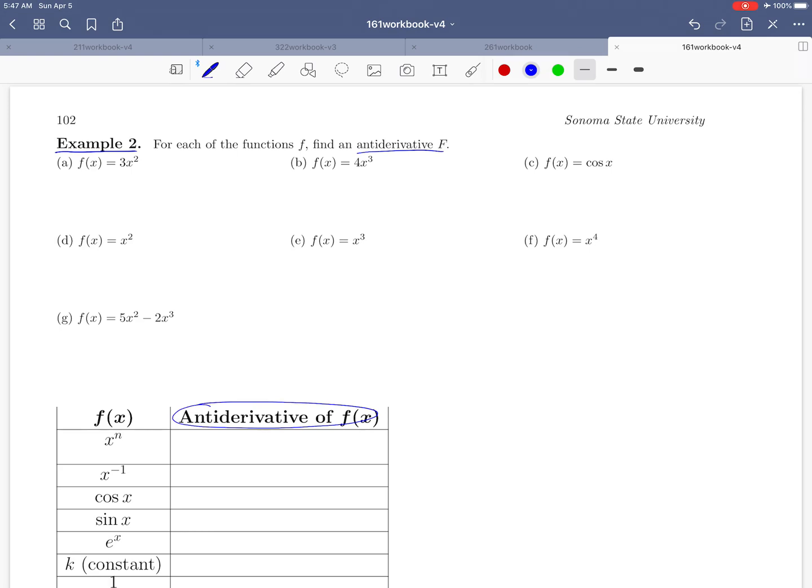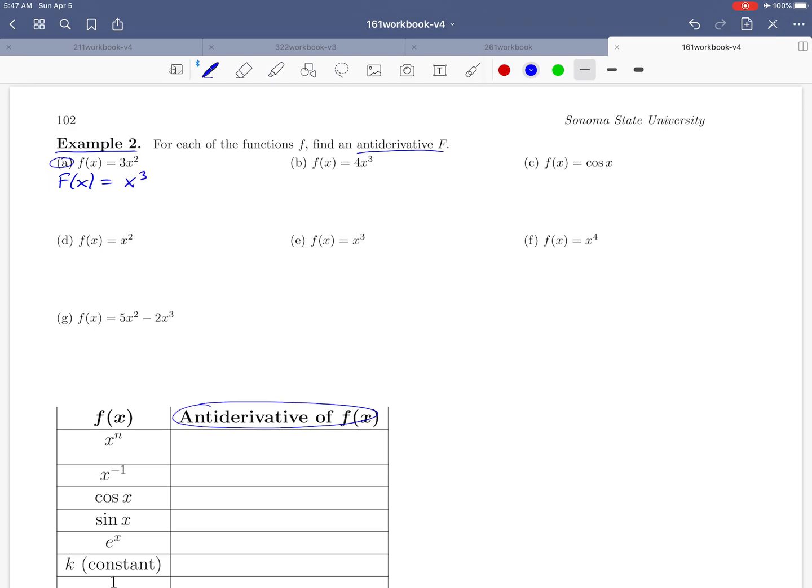Okay, so let's start with part A here. They give us a function little f of x equals 3x squared, and they want an antiderivative for that function. Remember, antiderivative is just the reverse of a derivative, so capital F of x we'd like to be a function whose derivative gives us 3x squared. Can you think of a function that works?